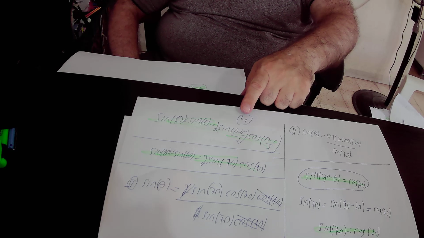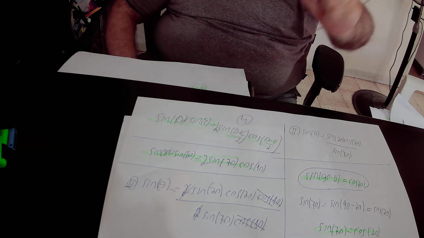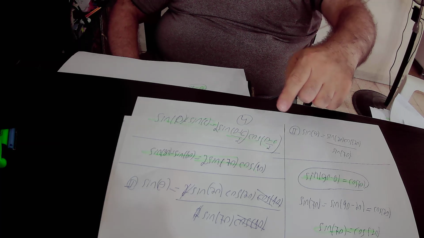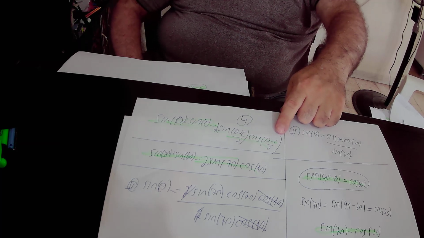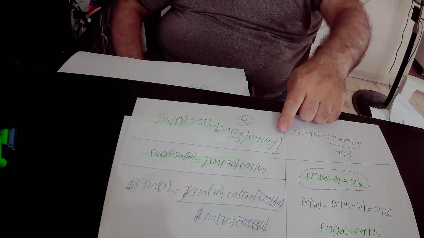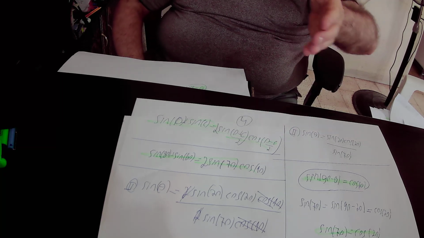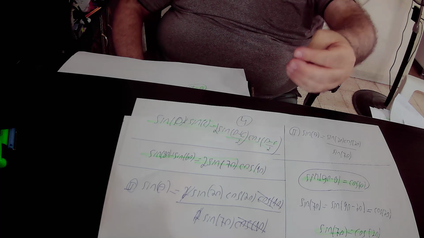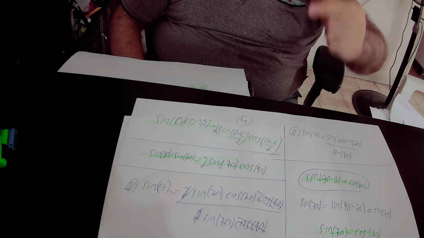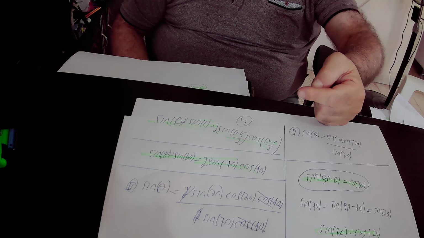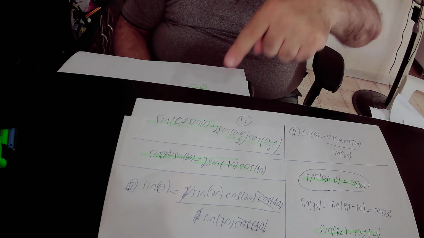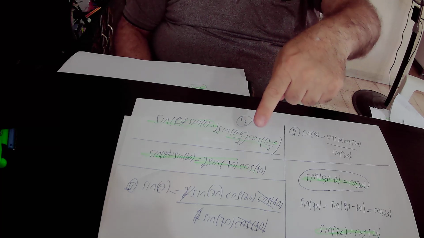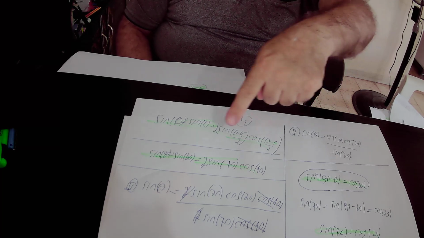80 plus 60 is 140, and 140 over 2 is 70. Times cosine of (D minus C) over 2. D is 80, C is 60, so 80 minus 60 is 20, and 20 over 2 is 10. So in conclusion, we found out that sine 80 degrees plus sine 60 degrees equals 2 times sine 70 degrees times cosine 10 degrees.